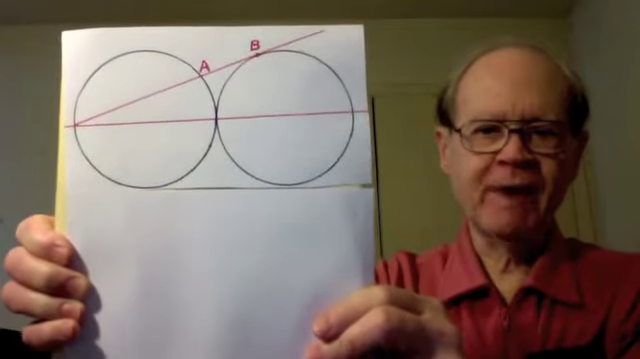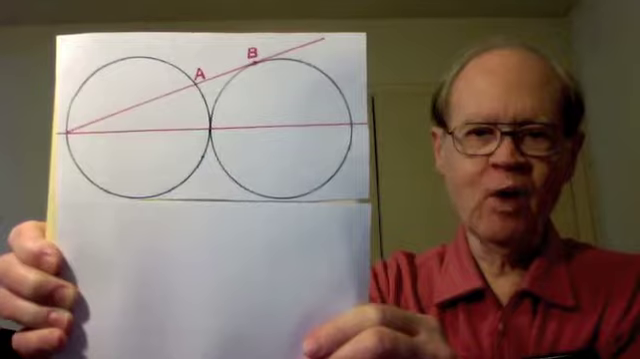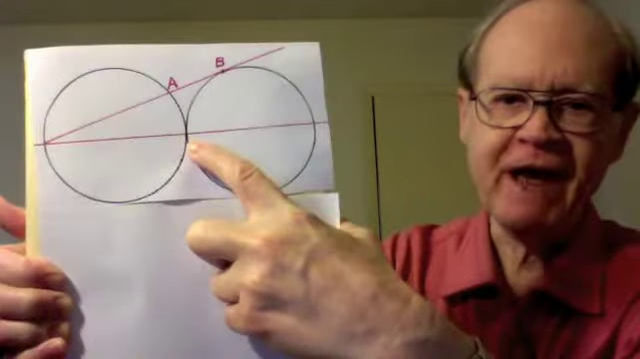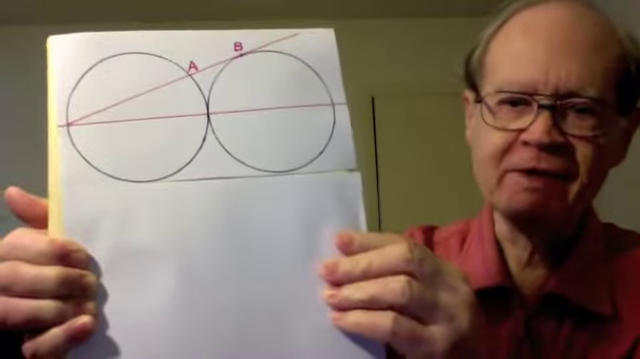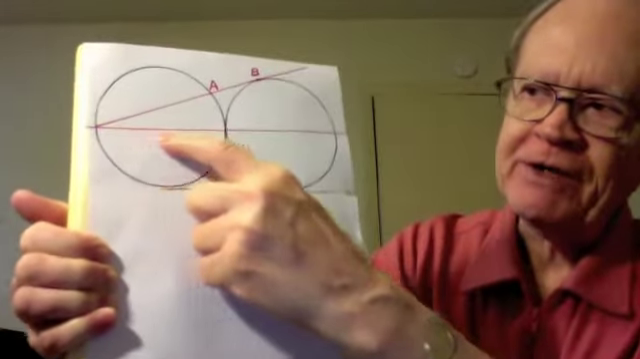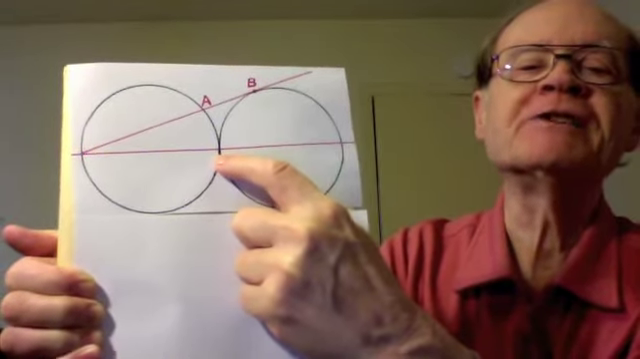In that challenge we had two equal circles, each with radius length 1, tangent to each other. Here's the point of tangency. And we had this horizontal line going through the center of each circle, and that also makes it go through the point of their tangency.